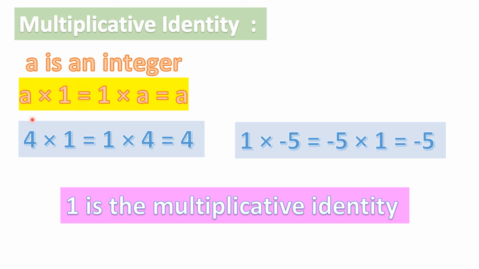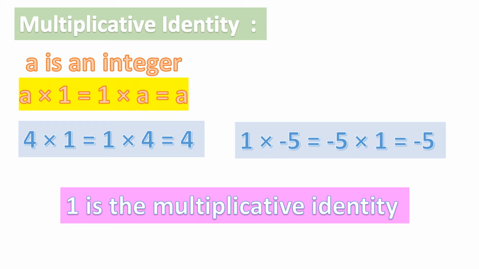Here, let me take a as a number. When I multiply 1 with a, that is a into 1, or I multiply a with 1, that is 1 into a, both are the same, right? Commutative property, both are the same. A into 1, 1 into a, it's the same. So we get a itself, right? So 4 into 1 is how much? 4. 4 into 1 is equal to 1 into 4, is how much? 4 itself, right? 1 four is also 4, 4 ones are also 4. So therefore, when we multiply any number with 1, we get that number itself. That is why 1 is called the multiplicative identity.